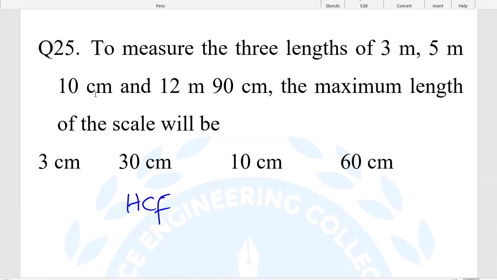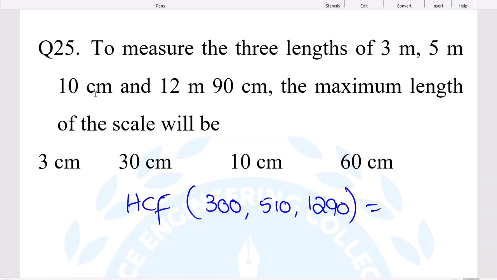HCF, C stands for common, the same scale I am using. Then what is the maximum, highest length of that scale? How can you know HCF means? H stands for highest or maximum or largest or biggest. Common, the same scale I'm going to use to measure all those three. So HCF for 3 meters, which is 300 centimeters, 5 meters 10 centimeters means 510, 12 meters 90 centimeters means 1290. I need to calculate. Sir, why did you convert into centimeters? Units must be the same. When all are meters, maintain meters. But the options are in centimeters, and the question also has meters and centimeters mixed.